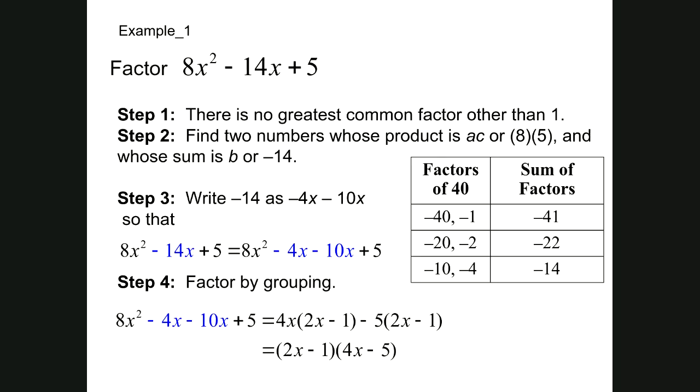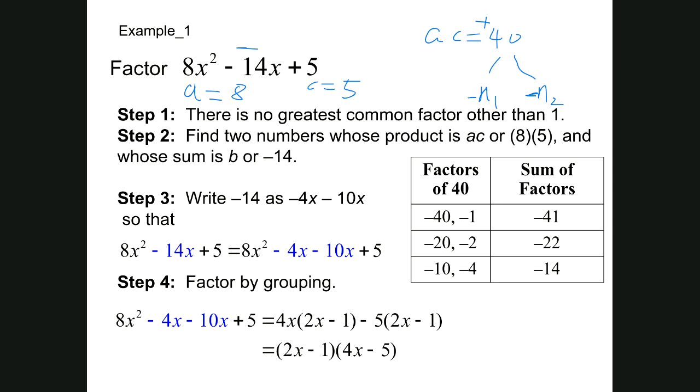So for example, 8x squared minus 14x plus 5. A here is 8. C here is 5. So a times c will equal 40. I'm going to break down 40 into 2 numbers, number 1 and number 2. These 2 numbers added together will equal negative 14. Since this one is positive, and my middle term is negative, that means we need to break these down into 2 negative numbers. Negative times negative will equal positive. Negative plus negative will equal negative.